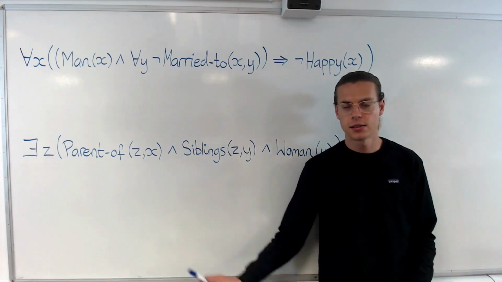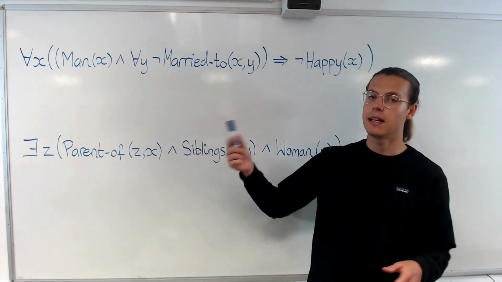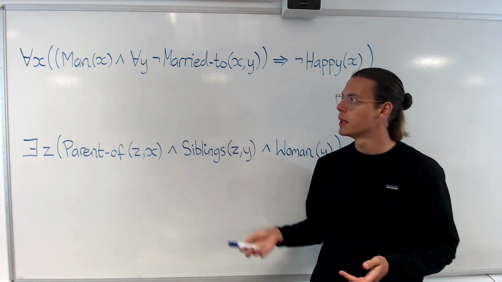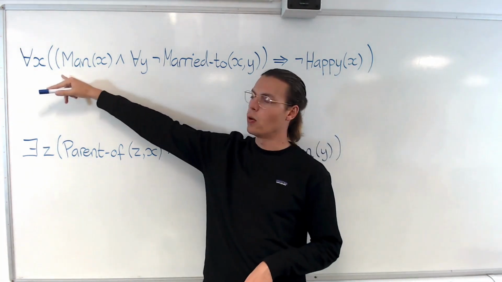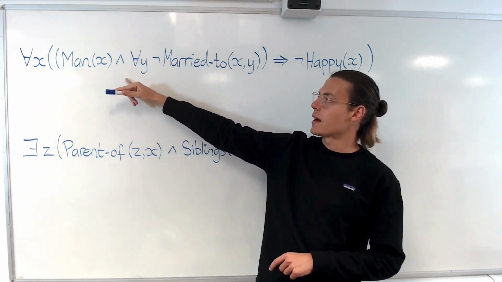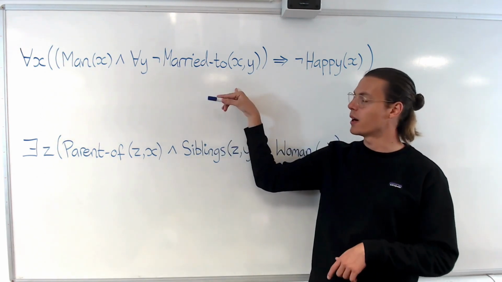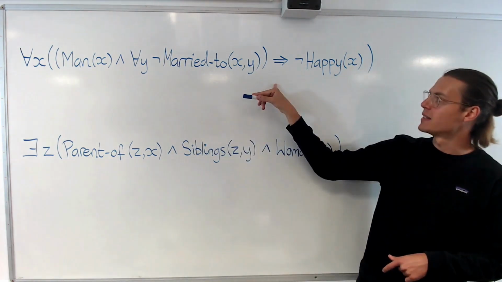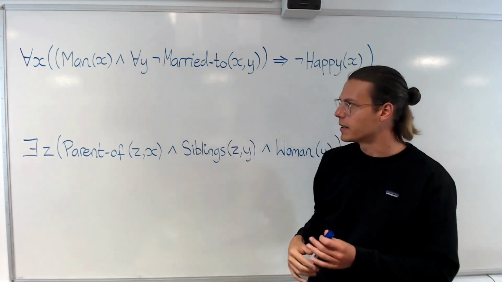In this exercise, we want to translate two expressions in predicate logic into English. Let's look at the first one. This says, for all x, man x, and for all y not married to x, y implies not happy x. Okay, there's a lot to unpack here.